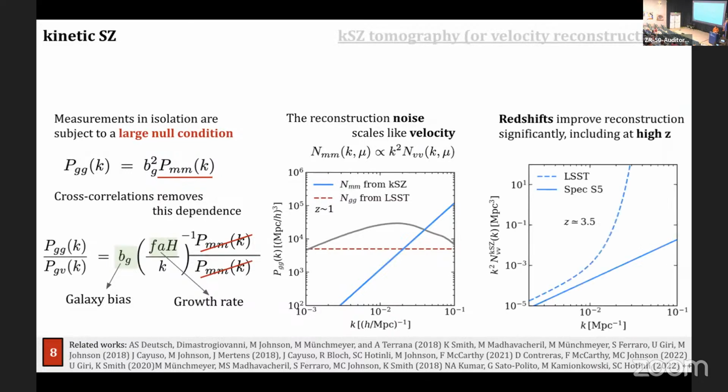In the context of Spec-S5, there's also a huge benefit from having redshift information on account of the fact that these velocity modes are really radial modes. And as you measure the redshifts better, as you can see from here, comparing LSST and Spec-S5, especially at high redshifts, the velocity reconstruction noise will behave much, much better, improving the information content from the velocity reconstruction.